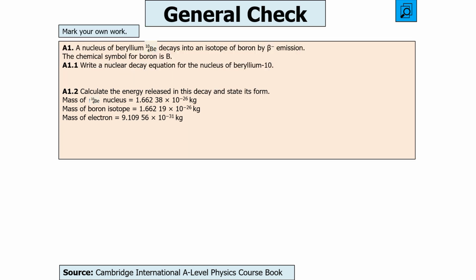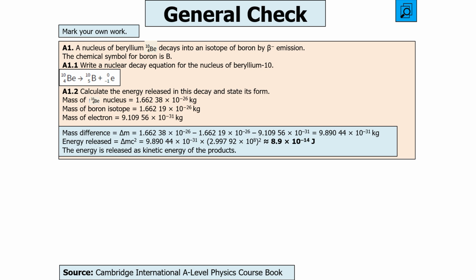Right, the nuclear decay equation is beryllium will go into boron, and you'll have an electron, because you notice the proton numbers are going up by 1, the nucleon numbers stay constant, so the only thing that can conserve those numbers is an electron. The next one, the mass difference, is the difference in mass between the beryllium at the start and then the boron and the electron. So you can find the difference to be 9.89044 times 10 to the minus 31 kilograms. So therefore the energy release is E equals mc squared. So you get 8.9 times 10 to the minus 14 joules. And this tends to be released as the kinetic energy of the products in this particular decay.